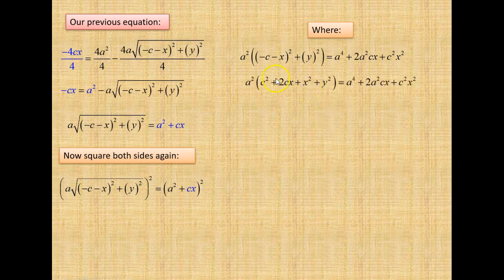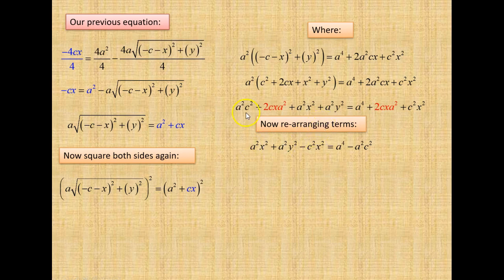And then we square what's on the inside, and then we multiply through by x squared. And lo and behold, we get something else that cancels. 2cxa squared cancels on both sides.